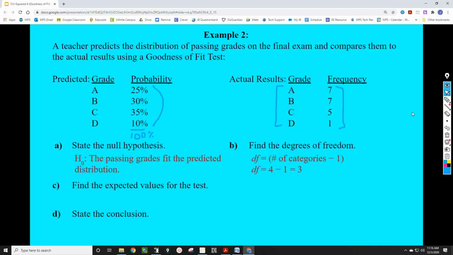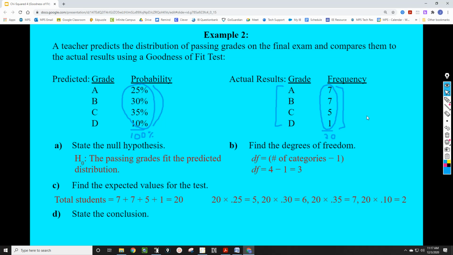Now we need to do our expected values. So we have percentages going on here with this distribution. And percentage of the class, right? 25% of the class. Well, we need to figure out how many people are in the class, or at least how many people are in the class that got a passing grade. So what we'll do is we'll take all of these frequencies and we'll add them up. And so 7 plus 7 plus 5 plus 1, when we add all that up, we get a value of 20. So we know there are 20 students in this class, and 25% of that 20 would be the ones we expect to get A, and then 30% of that 20 would be the amount that we expect to get B. So we can go through and do that math, and I'll show that right here.